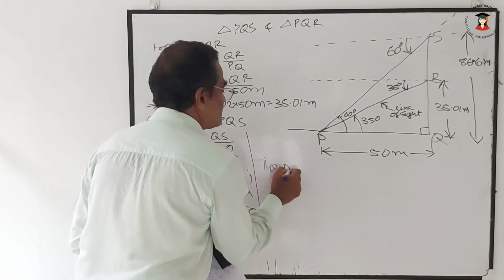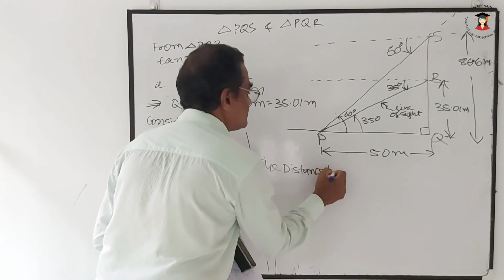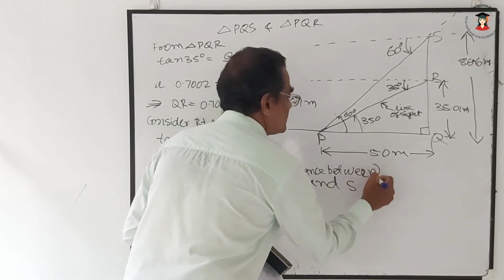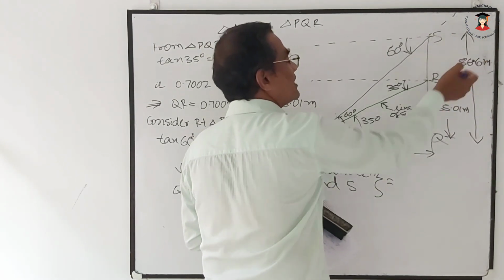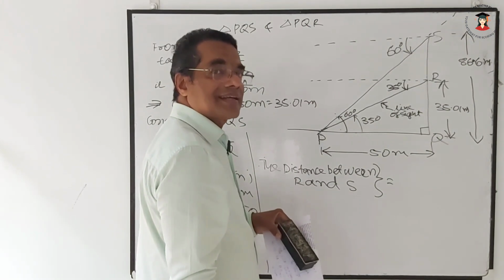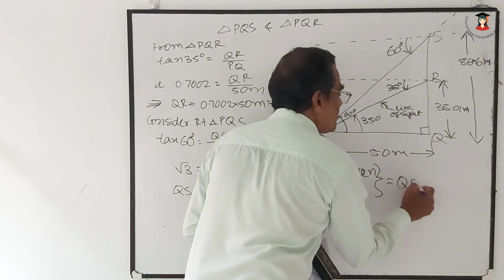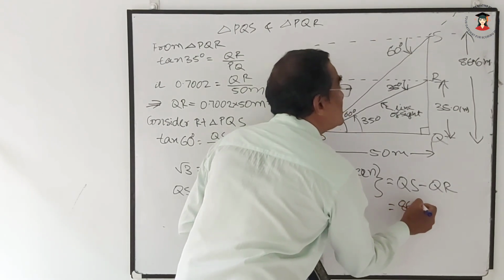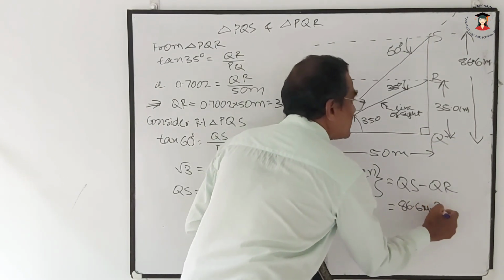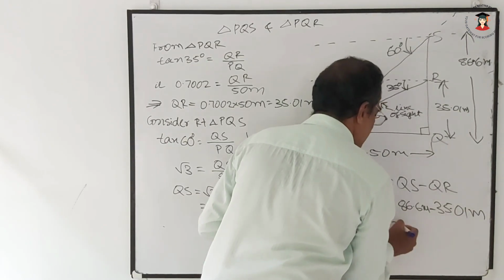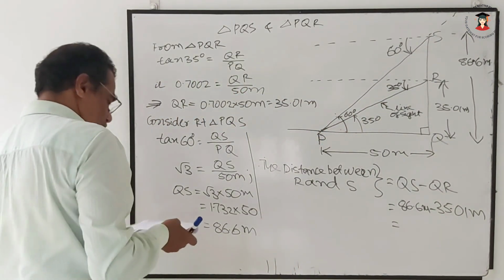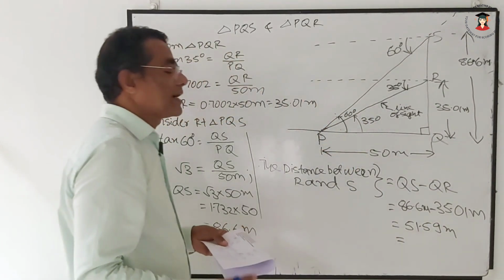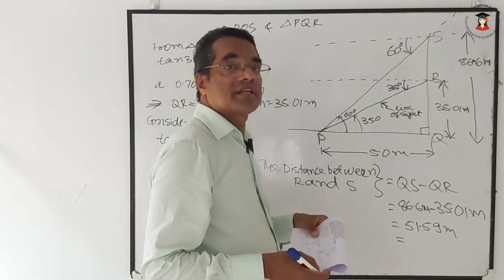So the distance between R and S is equal to 86.6 meter minus 35.01 meter. Before that, let us write an equation: QS minus QR equal to 86.6 meter minus 35.01 meter, and that is equal to 51.59 meter. In the question it is asked to give the answer to the nearest meter.